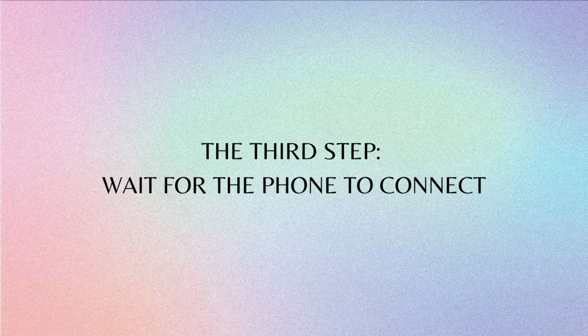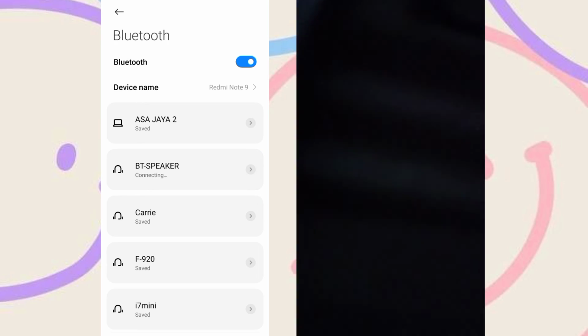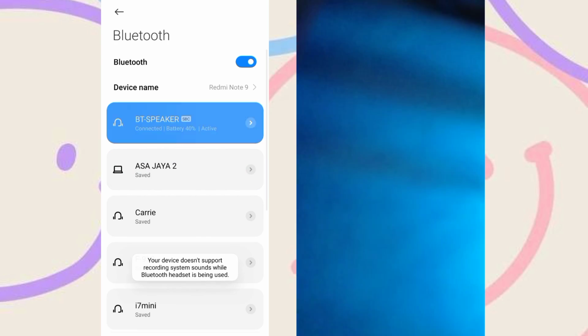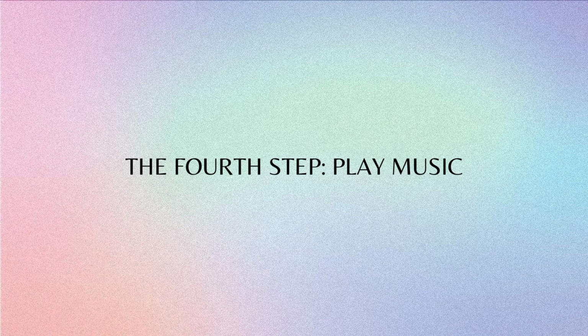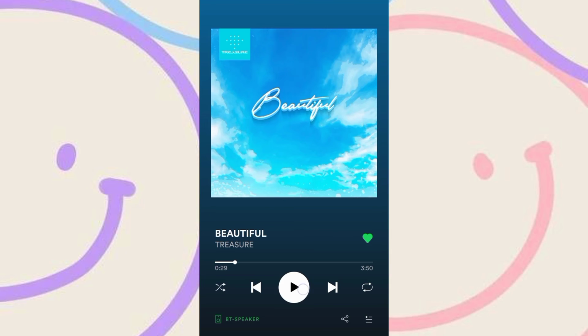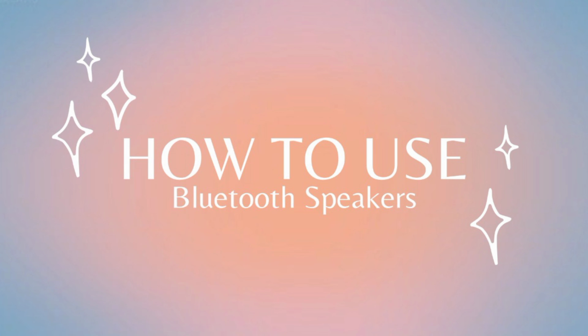The third step is wait for the phone to connect. Once pairing is complete, both devices will be connected. And the fourth step is play music. Once you are connected, play the music you like or use it as you want. So that is how to use Bluetooth speakers.